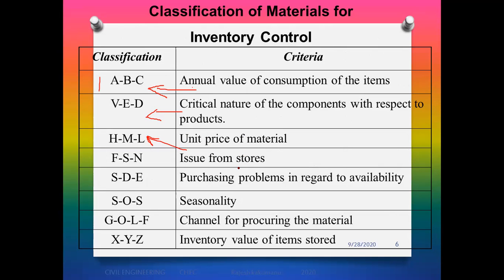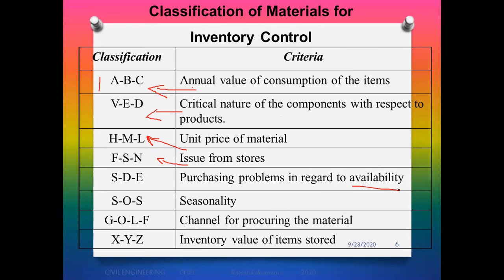So FSN is a concept of issues from the stores department. Next one is SDE material. SDE classification means purchasing problems in regard to availability. Purchasing problems in regard to the availability.